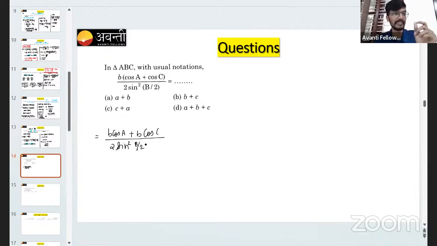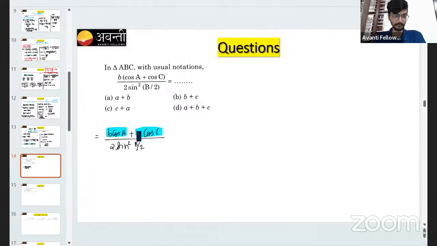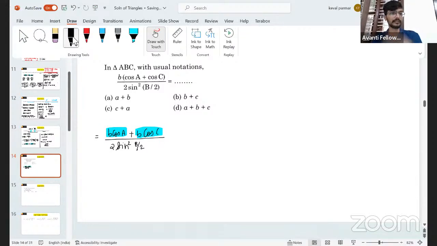Now again, see the options. In options A, B, C, D, all options need sides. And what do I have right now? I also have angles. That means I need to convert angles to sides. I can use both cosine rule and sine rule. But let me tell you how to speed up the process. Don't use cosine rule here because again we see the pattern. B cos A, B cos C, cos with another side. This means I can use projection rule.